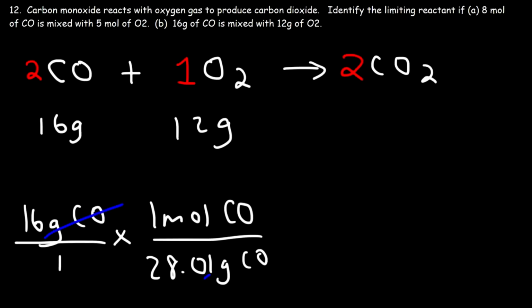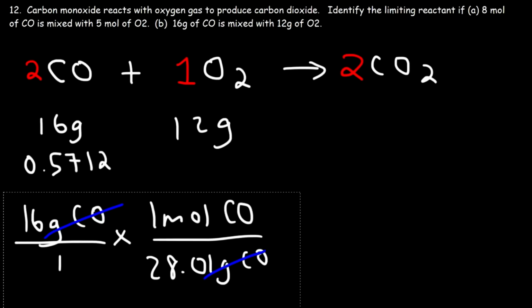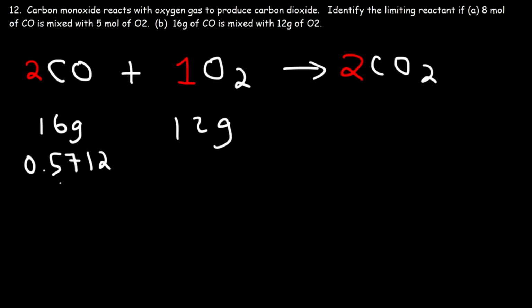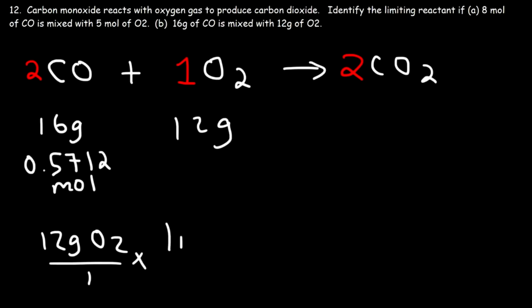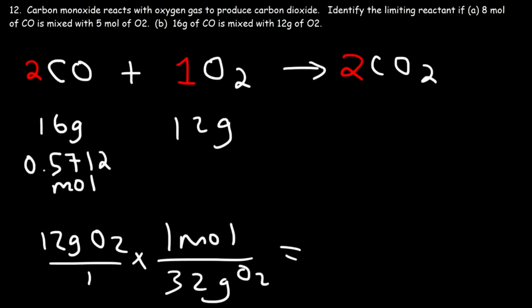And so we could cancel these units. 16 divided by 28.01 is, I'm going to write it here, 0.5712. So that's how many moles of CO that we have in this reaction. Now let's do the same thing for O2. The molar mass of O2 is 16 times 2, which is 32. And so 12 divided by 32 is 0.375.